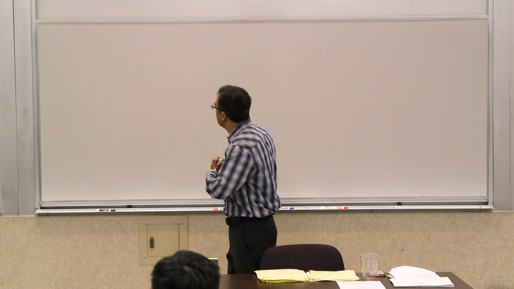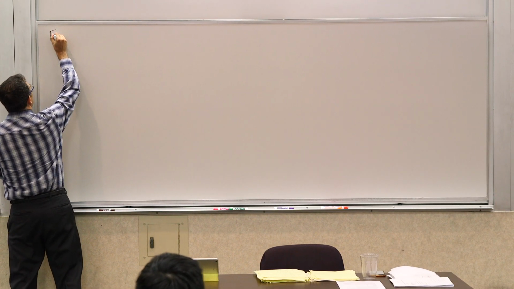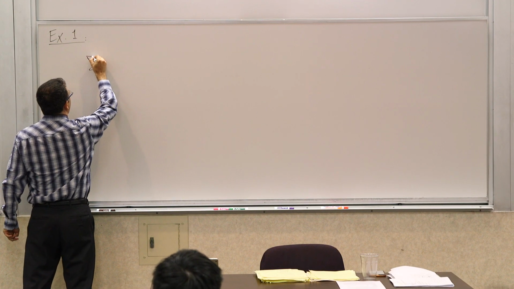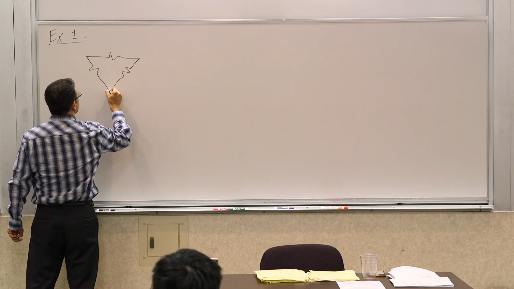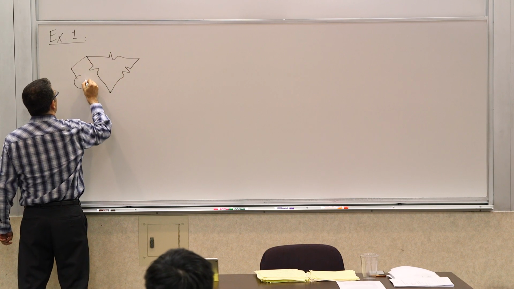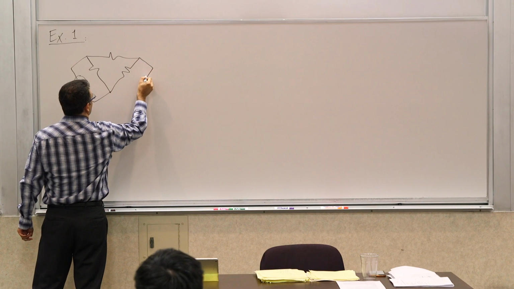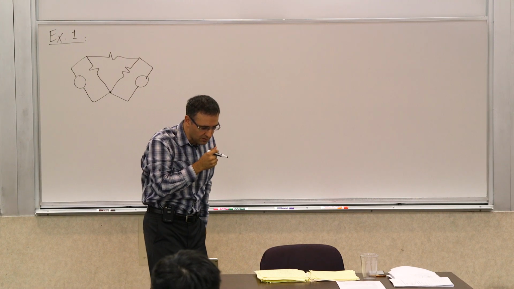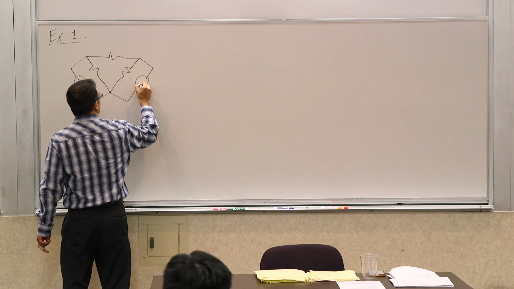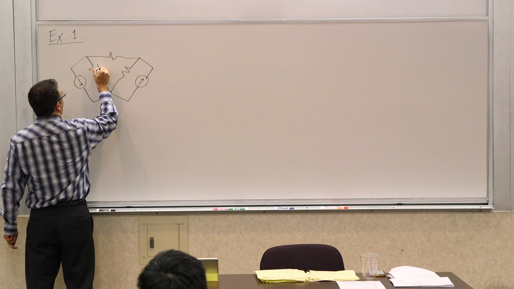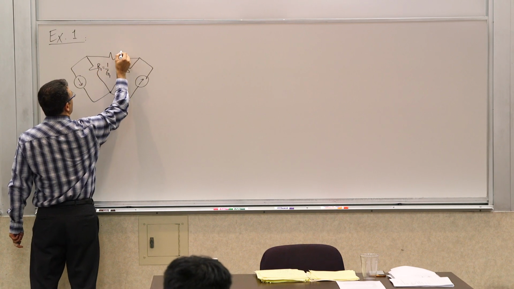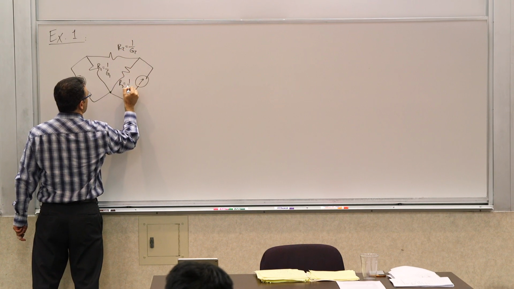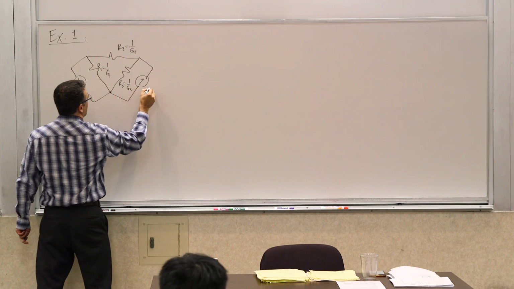So the first example, let's start with something relatively simple. So example 1. Let's say you make a triangle of resistors. And let's say you have two current sources attached across these. Let's call this resistor R1, which you can write as 1 over G1, resistor R2, which we can write as 1 over G2, and R3, which is 1 over G3. This is I1. This is I2.